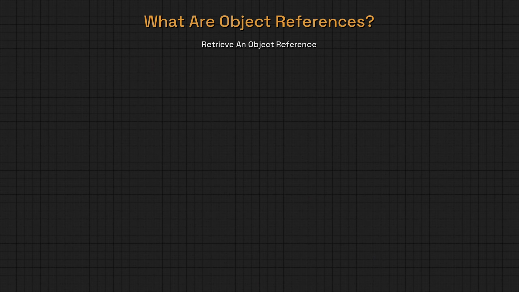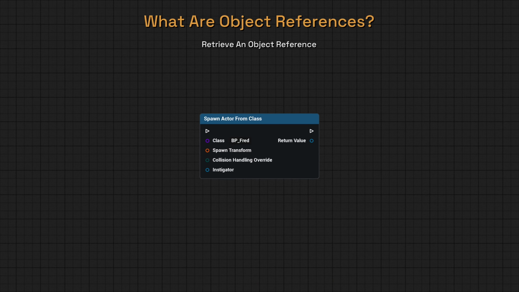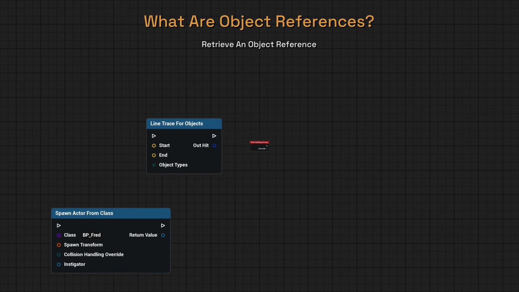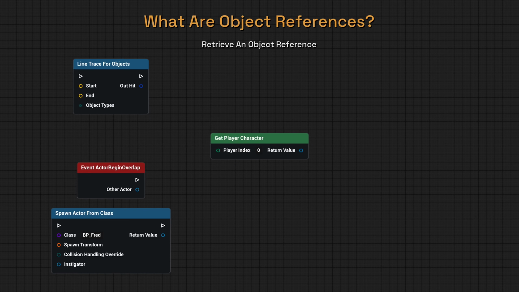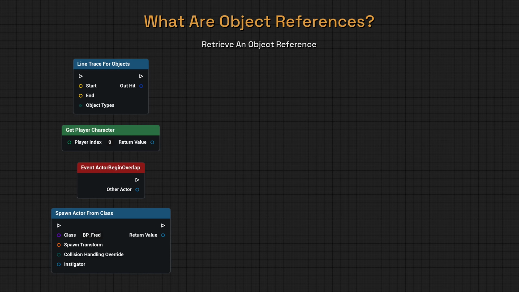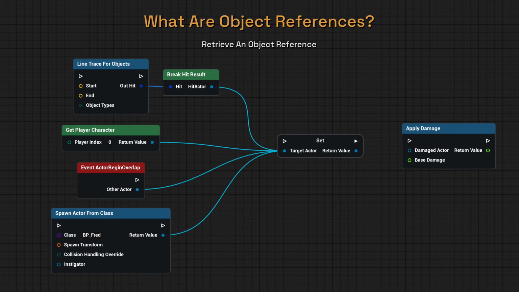Some common ways to retrieve an object reference include the return value when spawning a new actor, trace hits, overlaps, or functions like getPlayerCharacter. Now, these aren't the only ways to get object references, but you can see a pattern here. Every one of these gives us a way to retrieve a blue object reference. Spawn actor returns a new actor directly, while traces and overlaps give us a reference to the actor they hit or interacted with. With that, we can call functionality on a specific instance of an object.